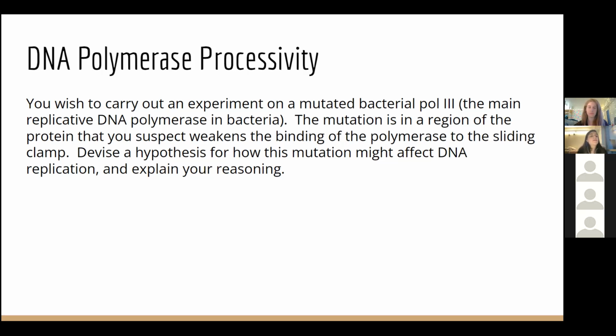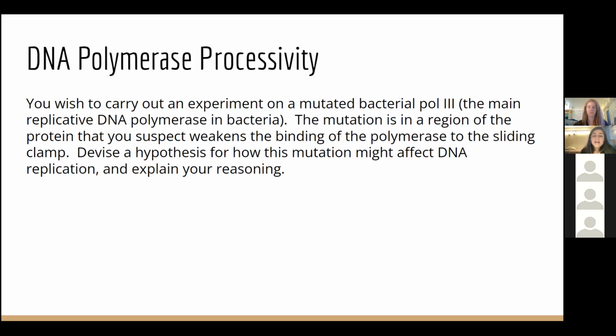So the question is saying, you wish to carry out an experiment on a mutated bacterial polymerase III, the main replicative DNA polymerase in bacteria. The mutation is in a region of the protein that you suspect weakens the binding of the polymerase to the sliding clamp. Devise a hypothesis for how this mutation might affect DNA replication and explain your reasoning. So this might be hard to answer on the chat, so I can just talk about it.